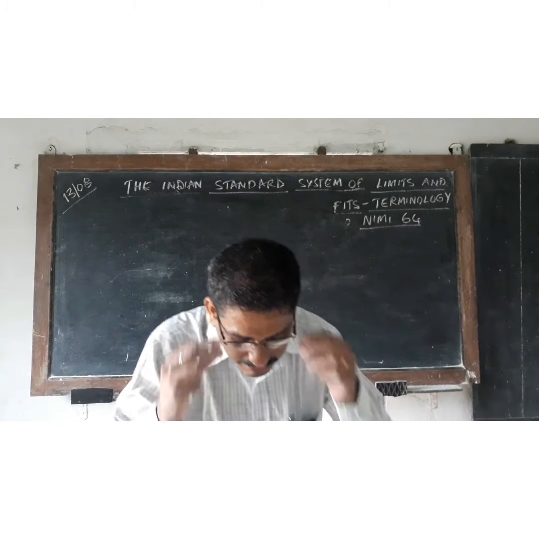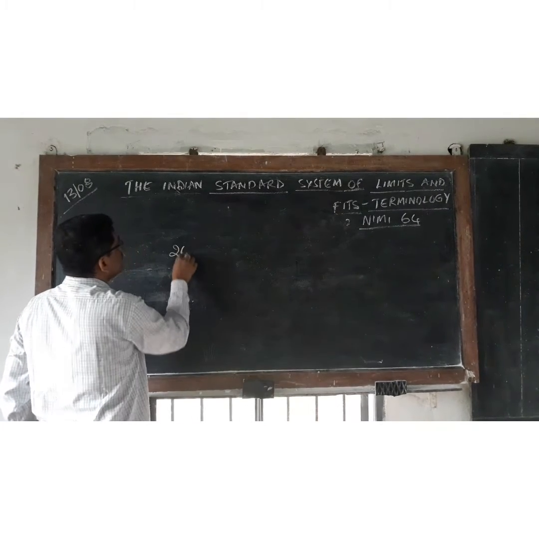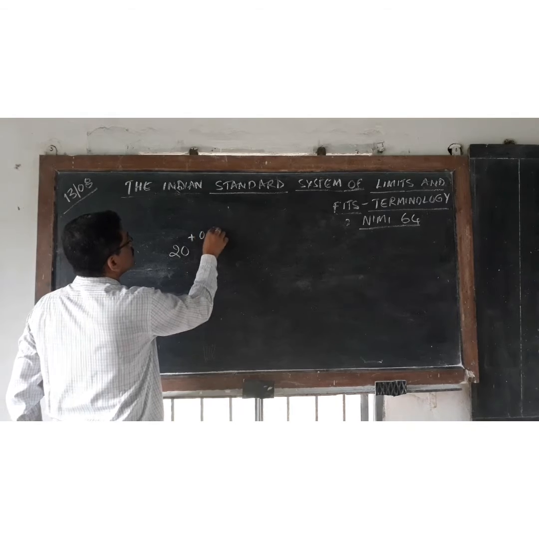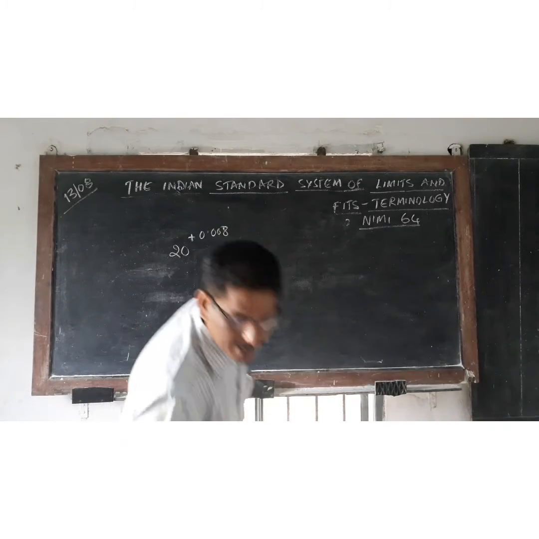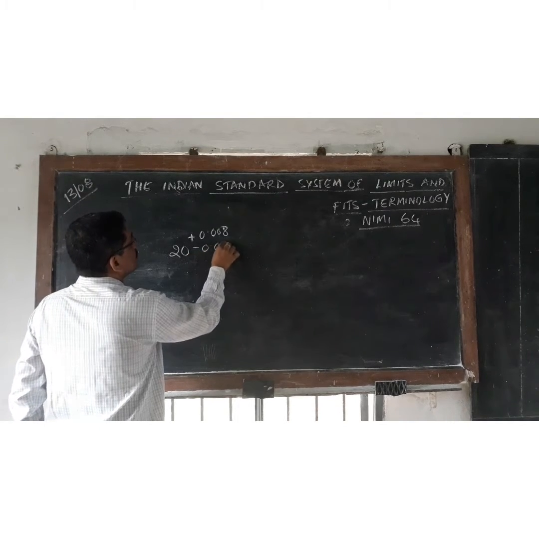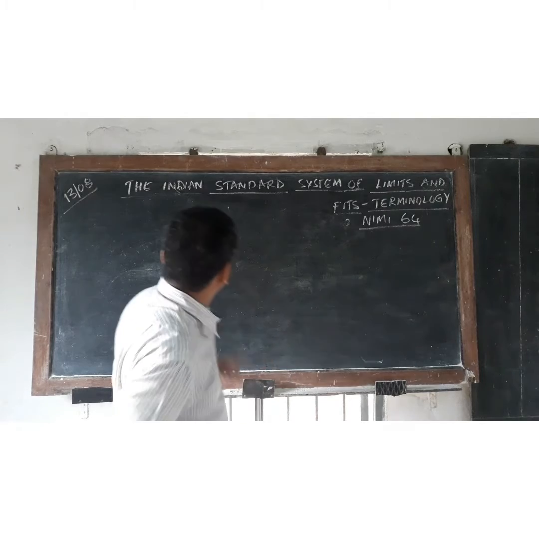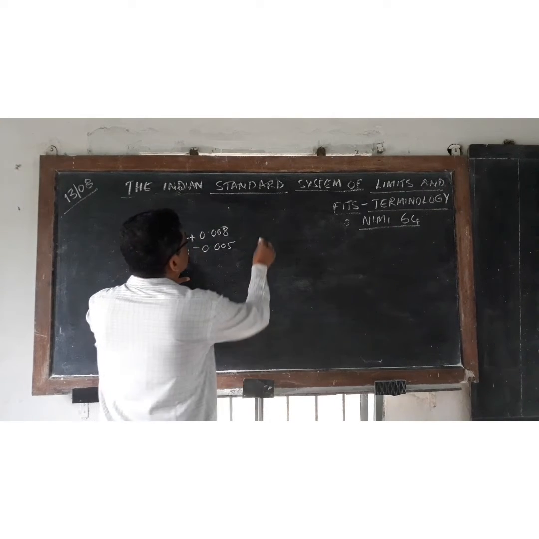Now here one example is given. On the positive side it is 20, plus 0.008, and on the minus side minus 0.005. Okay, here now the upper deviation.